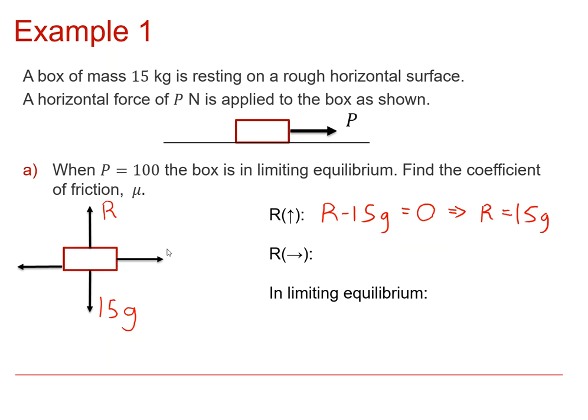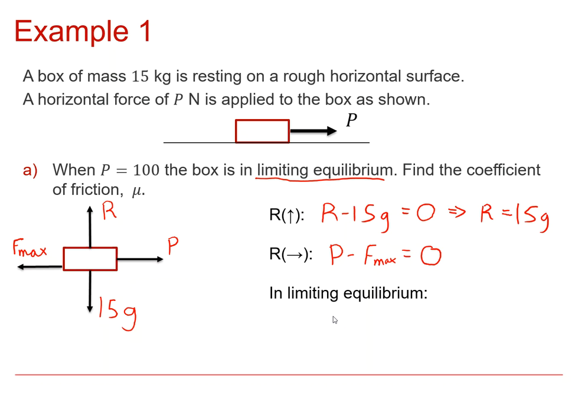And then if we look horizontally, we have P acting that way, and we have F acting to the left. But we're told that the box is in limiting equilibrium, and when it's in limiting equilibrium, it means that this F has its maximum value. So I can actually label this as F max, because we're told it's in limiting equilibrium. So we have P minus F max equals 0.